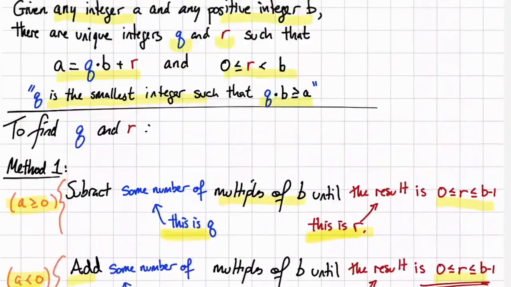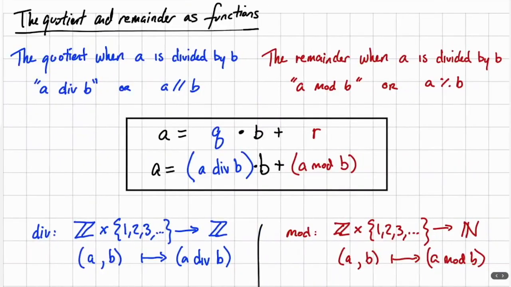Now we have special names for the quotient and the remainder. The quotient, when a is divided by b, is written a div b, or a // b. The remainder, when a is divided by b, is called a mod b, and this can be written as a % b, as you may have seen in Python. So when we see a is equal to q times b plus r, this q is the a div b, and r is the a mod b.